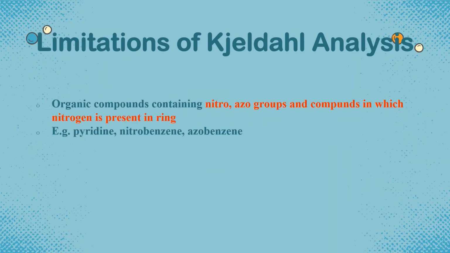I'm going to discuss some limitations of Kjeldahl analysis. It cannot be used for determination of nitrogen in organic compounds that contain nitro groups, azo groups, or compounds in which nitrogen is present in a ring structure. For example, in pyridine, nitrobenzene, and azobenzene. This is because in these compounds, nitrogen in the sample does not get converted to ammonium sulfate, so further analysis cannot be carried out.